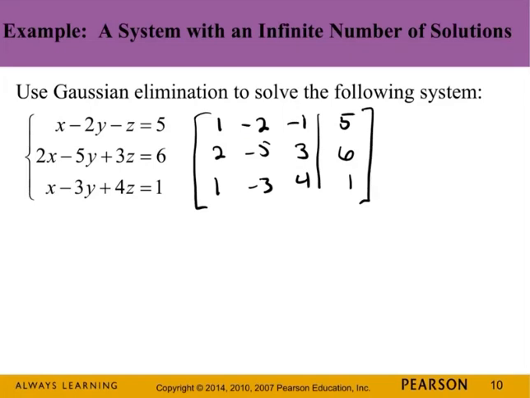So we already got a 1 here. That's our first goal. Then we want to use that 1 to get zeros below it. So let's say -2 times row 1 plus row 2 replace row 2. We're going to say -1 times row 1 plus row 3 replace row 3.